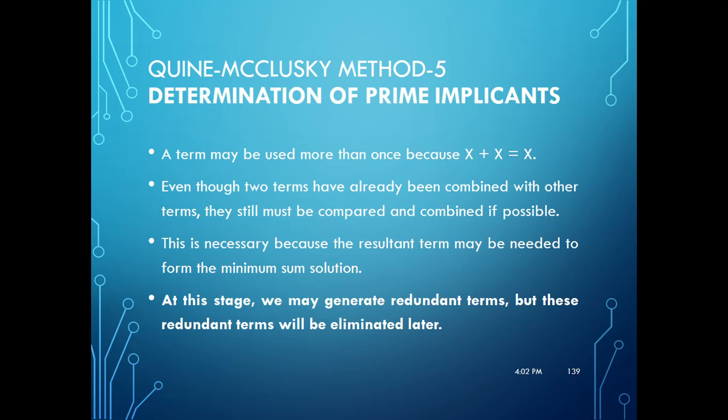A term may be used more than once because x plus x y is equal to x itself. Even though two terms have already been combined with other terms, they must be compared and combined if possible. So you have to try to combine all the adjacent groups, and even if you have already combined, you still have to check once more. At the second or third stage, some redundant terms will get cancelled, so those redundant terms have to be eliminated later.